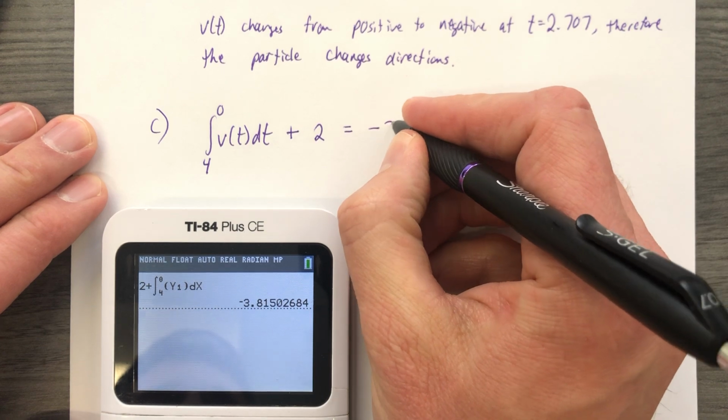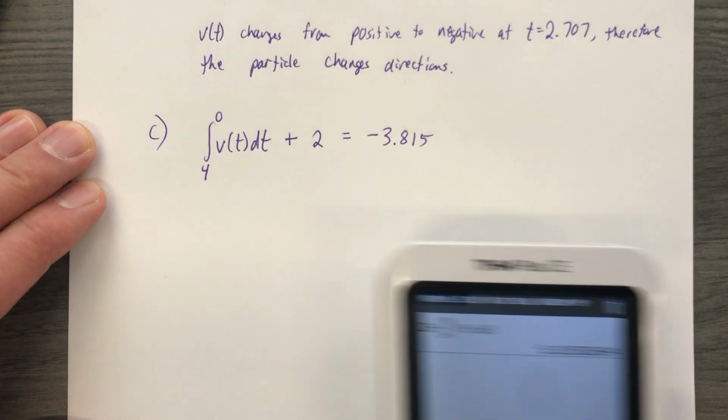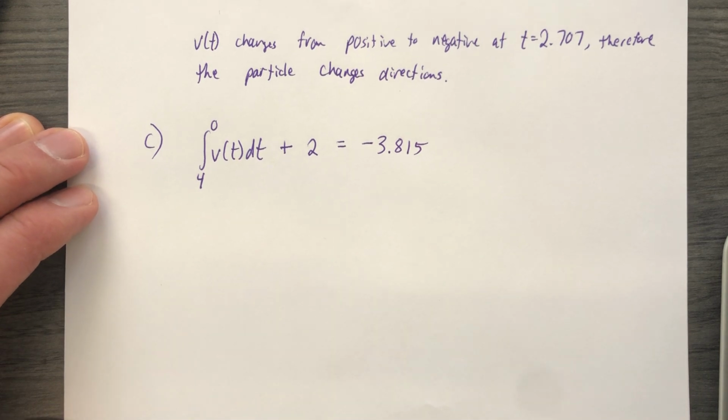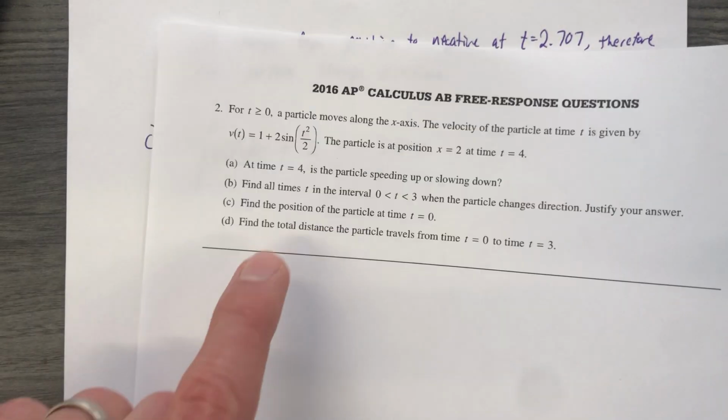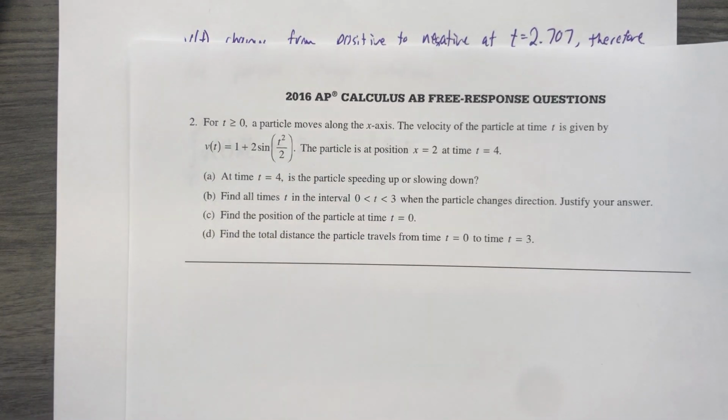Is it okay that it's negative? Yes, it is. Totally fine that it's negative, and the reason it's okay that it's negative is because they said find the position of the particle, and this thing is on the x-axis. You can be in a negative position.